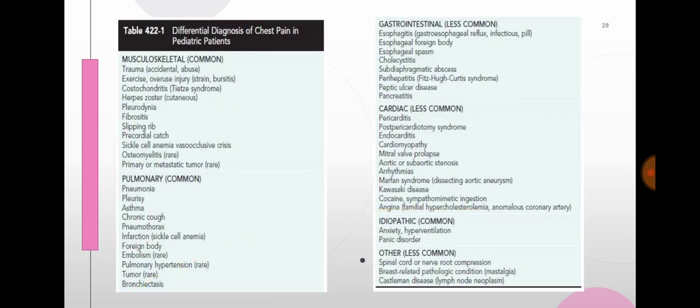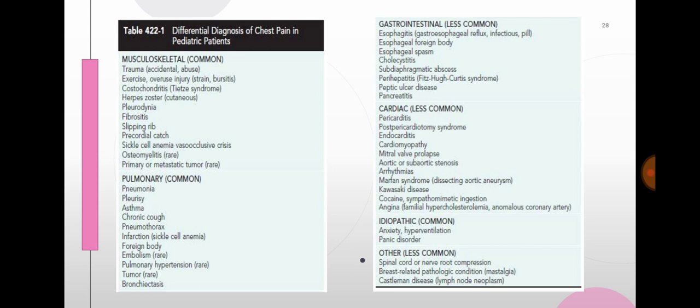Okay? This just shows the table of your common differential diagnosis for chest pain. As you can see, the most common are musculoskeletal in origin, second are pulmonary, and then less common are cardiac problems. But it's important that you do your physical examination and your history well so that you can differentiate one from the other.